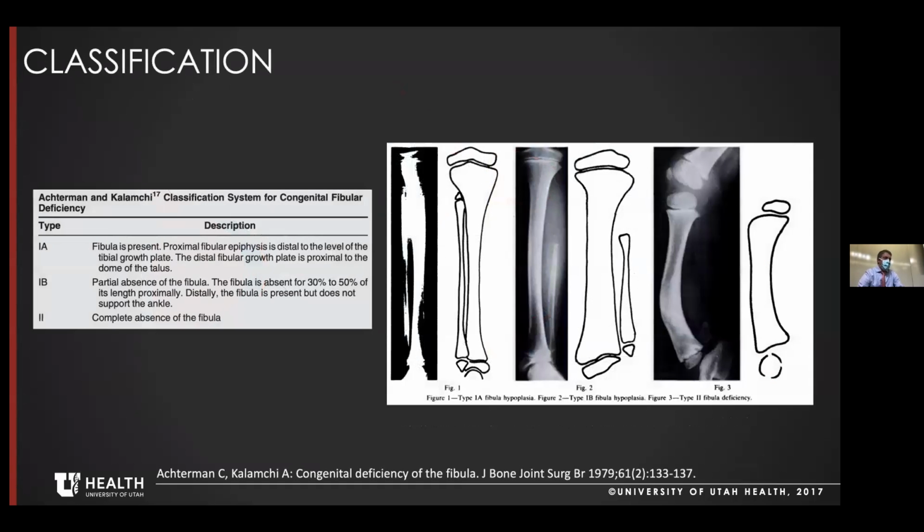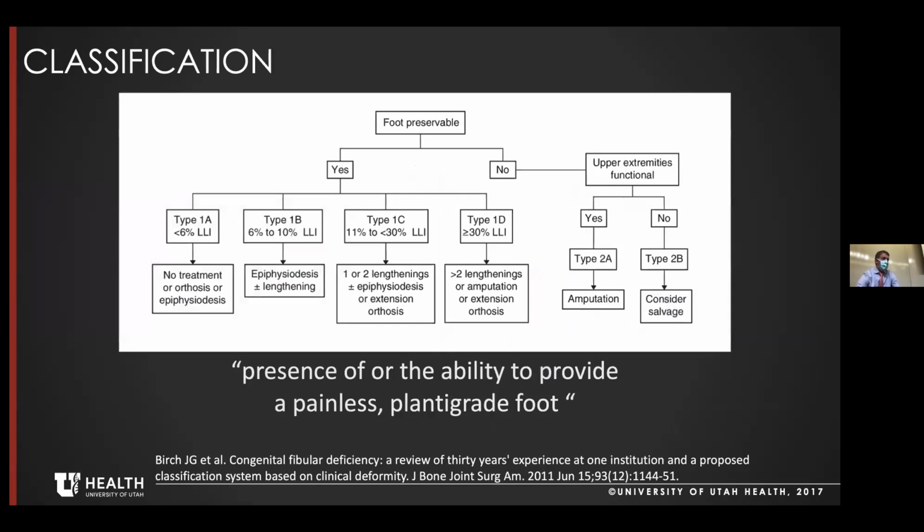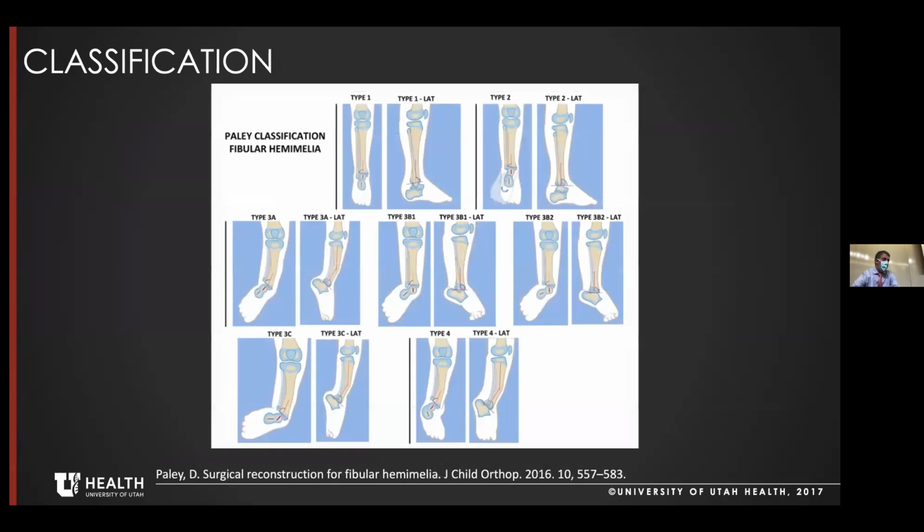For classification, as we said, with fibular hemimelia, there's a spectrum of severity, and early classification systems focused on how much of the fibula was present. The group from Texas Scottish Rite classifies these based on whether the foot is preservable, which they don't define in great detail, but they describe as the presence of or the ability to provide a painless plantigrade foot. Dr. Paley would say that all of these patients have the potential for foot salvage and reconstruction regardless of severity, and his classification divides them into groups based on surgical technique.